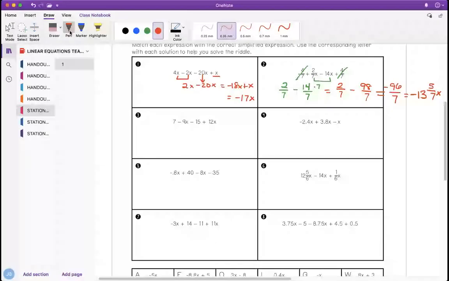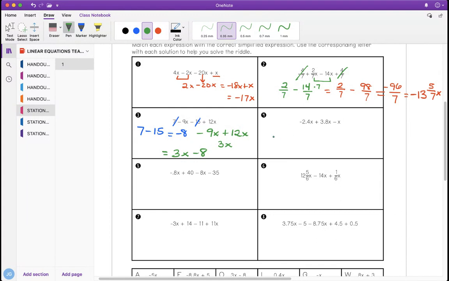Then we're going to go to number 3. Number 3 here, I see that I have some numbers with an x and some numbers without an x. So I'm going to take care of the ones without an x first. I'm going to say 7 minus 15, and I get a negative 8. So those ones are done. And now I'm going to do the ones with an x, my coefficients. So negative 9x plus 12x. Negative 9 plus 12 is going to give me 3x. So let's put this all together. Final answer is 3x minus 8.